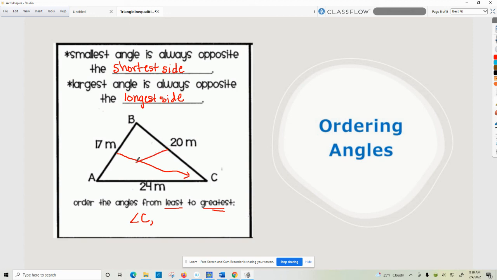So that's going to be my middle angle. Go directly opposite that side, and you're going to come up with angle A being the one in the middle. And then, of course, my biggest angle is going to be across from that biggest side, which is 24. So we're going to go opposite that side, and that would become angle B. Okay, so that's what we're going to work on today, and then work on some mid-segment stuff tomorrow.